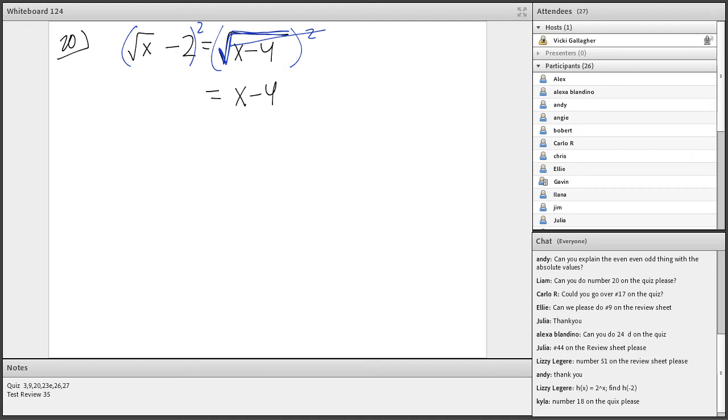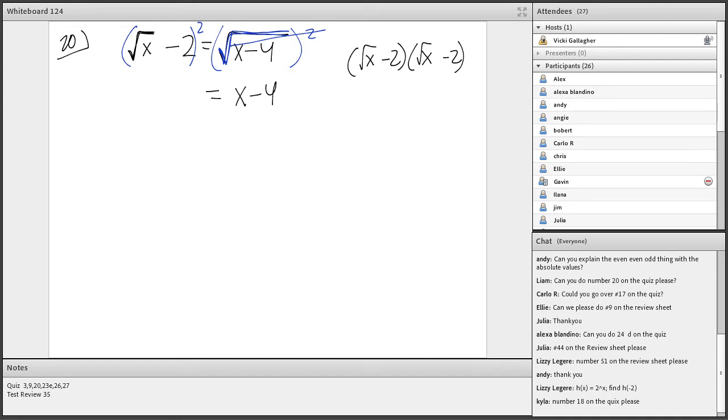Now on the other side, this square root sign doesn't take up the whole side of the equal sign. So I can't cancel the square and the square root. Instead, I need to figure out what the square root of x minus 2 squared is. So I'm going to multiply it by itself.